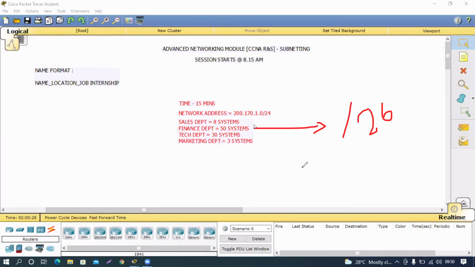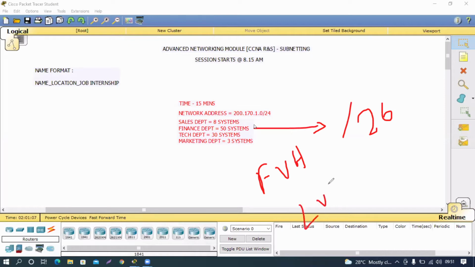1.1, right? 200.170.1.1, correct? First valid host address, yes. Then what is the block size you have got? And the last valid address? The last valid address is 230, 256 minus 26. How come 230?